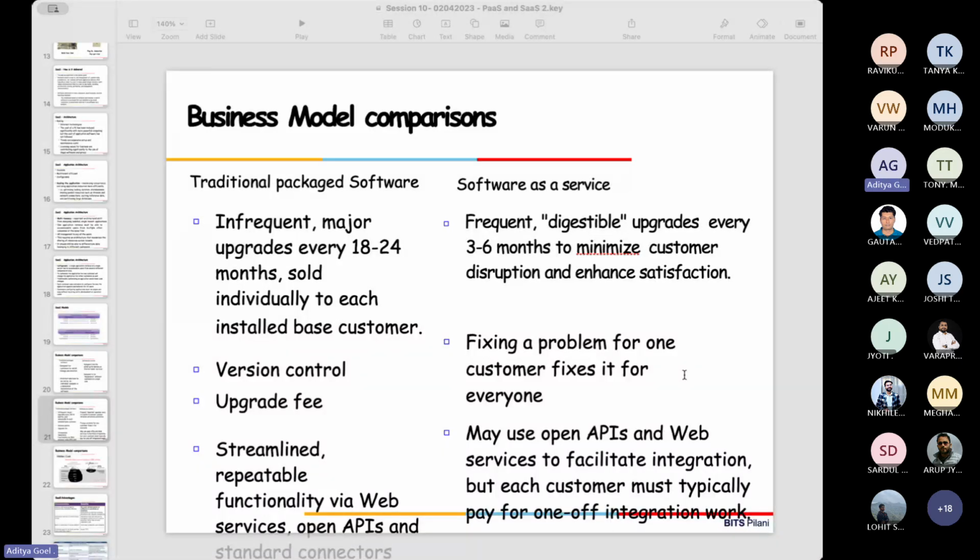And in traditional packaged software, mostly all of these services were client-server, and certain things were over the web as well. But when it comes to SaaS, it is mainly over the web. Of course, you would have to make use of some API calls, as I was just explaining.